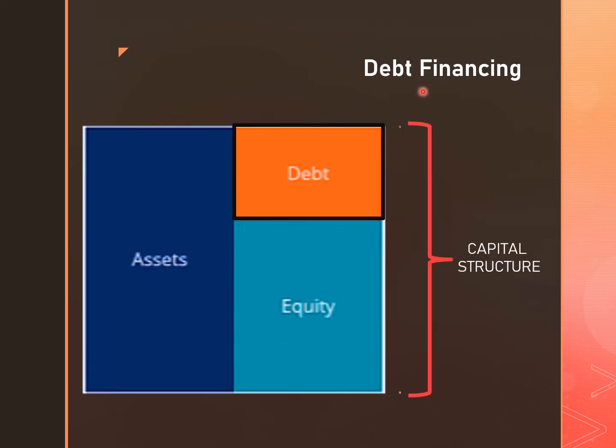This is the debt financing. So if you can see, these are the capital structure of the company where it states how the asset is financed. So in here you can see that it is partly financed by equity and partly financed by debt. So kita akan focus on this one, the debt financing.